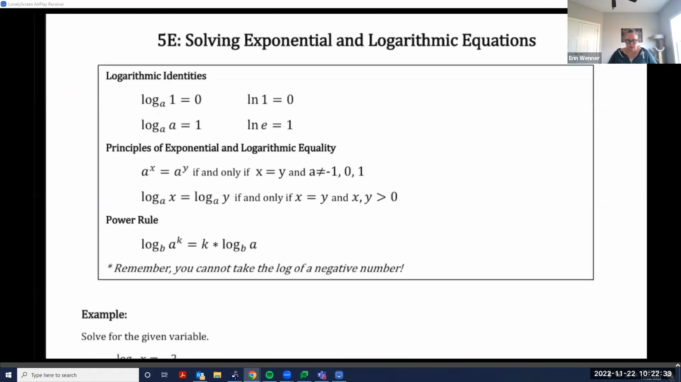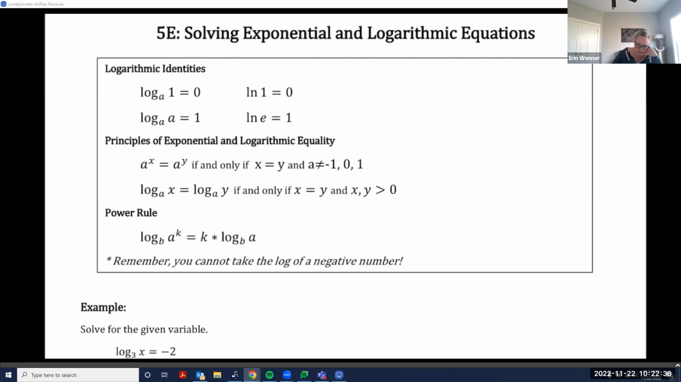Okay, so we've got some identities. If we have log base a of 1 equals 0, why is that true? Again, this is true because a to the 0 power equals 1. Much like log base a of a equals 1. Again, why? Because a to the first equals itself. Any identities that are true for logarithms are also true for natural logs. If we were to interpret ln of 1 equals 0, it's because e to the 0 power equals 1. And ln of e equals 1, again, is because e to the first equals e.